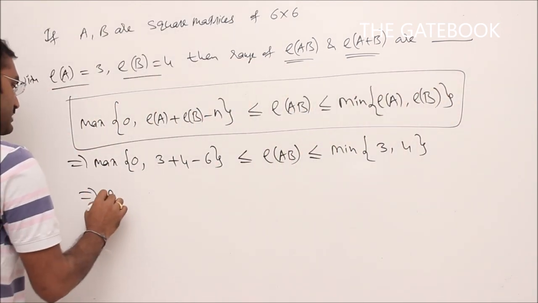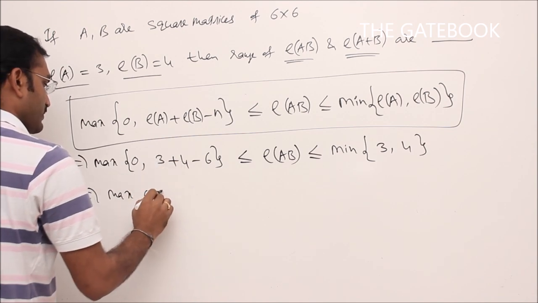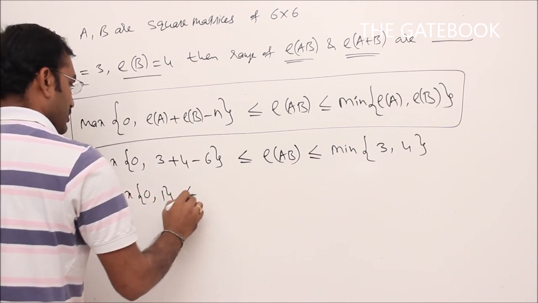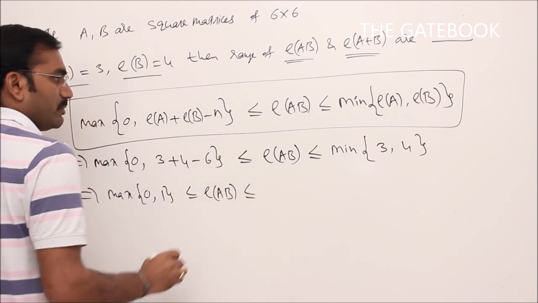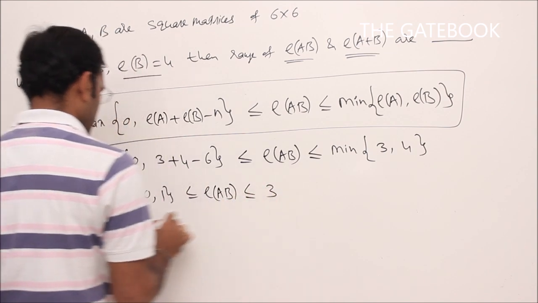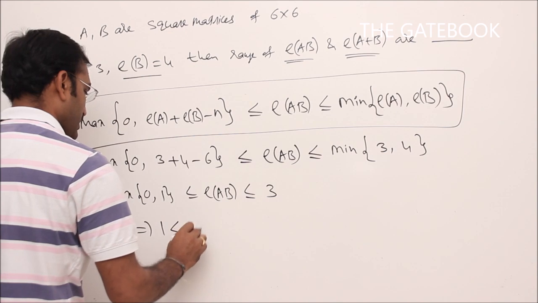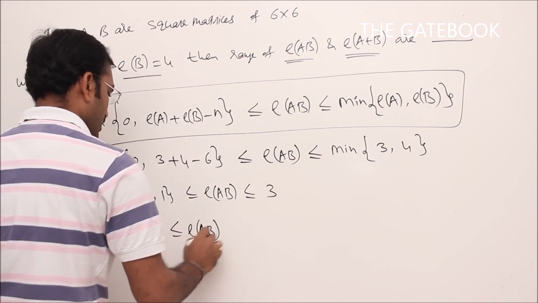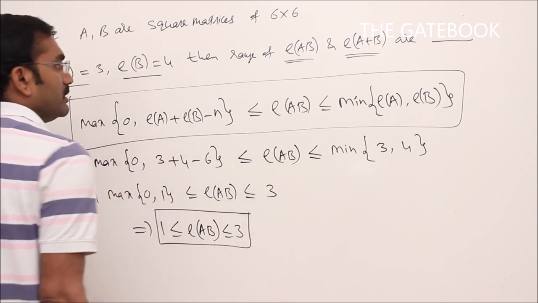So it implies maximum of 0, 4 plus 3 minus 7, that is 7 minus 6 = 1, less than or equal to rank of AB less than or equal to minimum of 3, 4, which is 3. So maximum of 0, 1 is 1. So I can write 1 less than or equal to rank of AB less than or equal to 3. This is the range of rank of A into B.